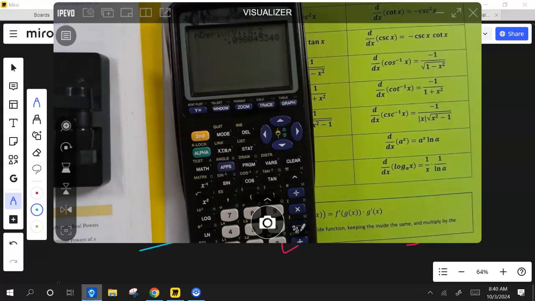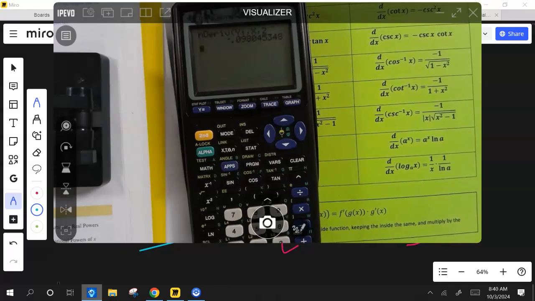Uh-oh. Now, why is it negative? Listen to the problem again. The amount A in grams of radioactive plutonium remaining in a 20-gram sample after T days is given by the formula blah. At what rate is the plutonium decaying when T equals 2 days? It's decaying, so it's decreasing at negative 0.098 what? Grams per day. Per day.